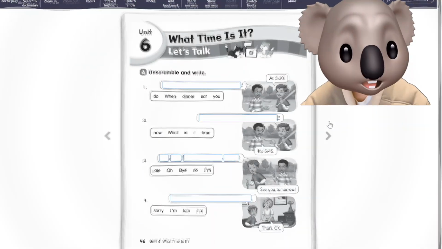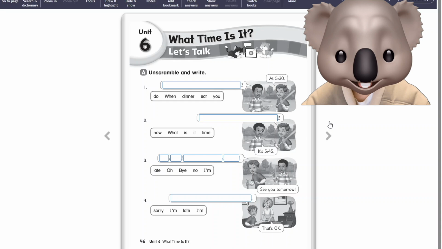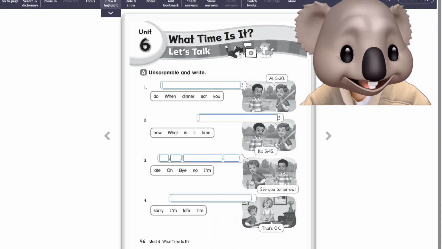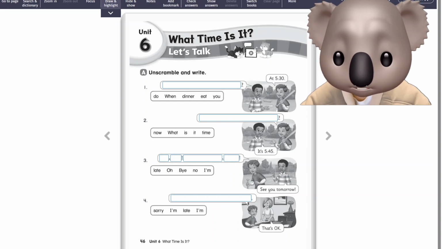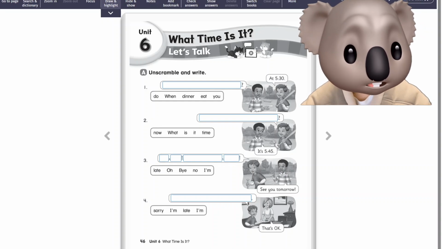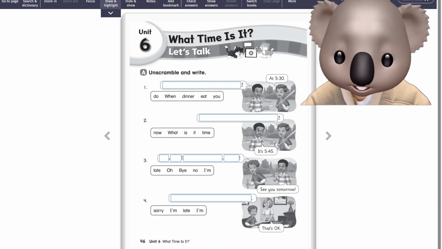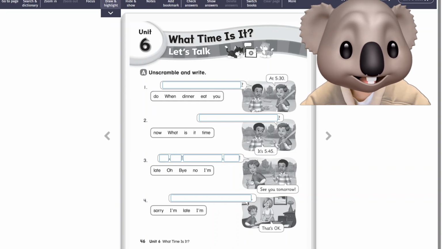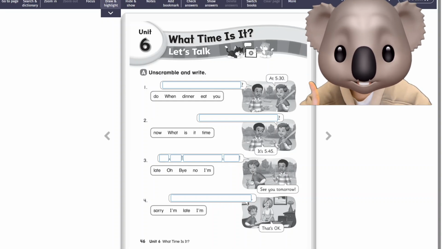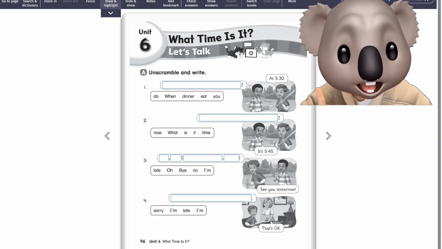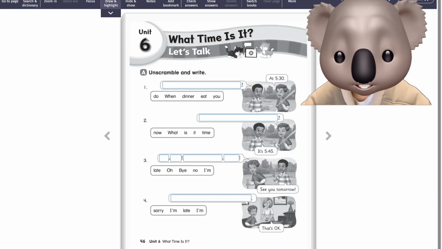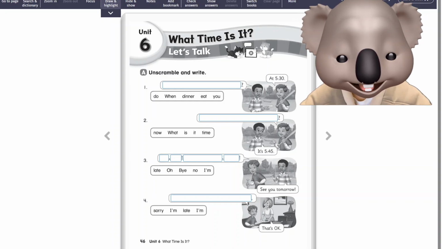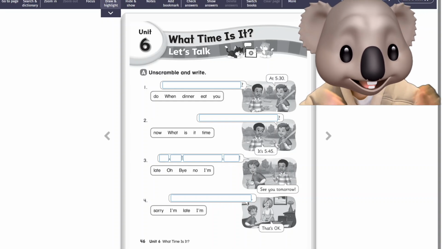Let's go! On page 46, the directions say to unscramble and write. Scott and Andy are talking. Scott says at 5:30. So what is the question? Well, we have a big hint. Our first word will always be a capital letter. Can you find the word that starts with a capital letter? Great! The first word in our question will be when.